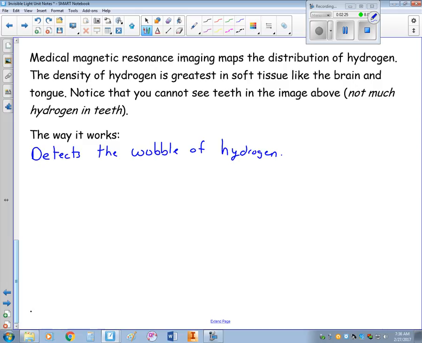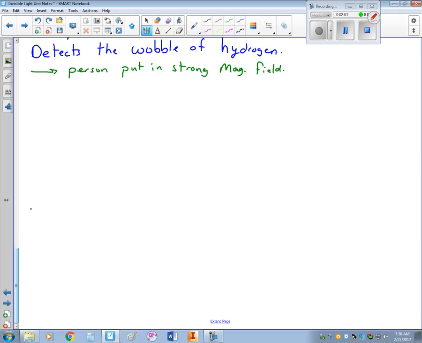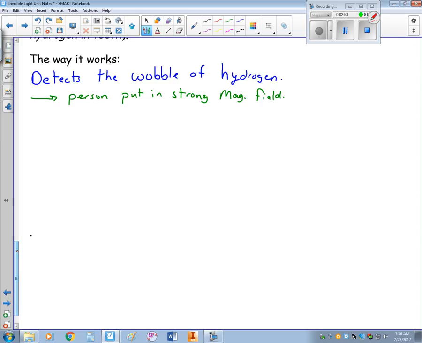So what this does is it detects the wobble of hydrogen. The patient is placed in a strong magnetic field. And we can get that, if you remember, from a coil of wire. So we just have a really, really large coil of wire. And using electrical currents, we can make a magnetic field inside that coil. So it's one way of going about that.